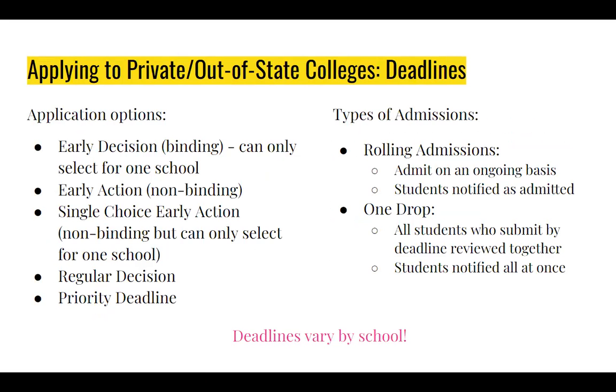So for applying to private and out-of-state colleges, there's different deadlines. For early decision and early action, those deadlines are in November. Early decision is binding. You can only select that for one school. It means that if you get in, you're going there. Some of the schools have in their early decision agreement that if you don't get enough financial aid, you can back out, but they don't all have that phrase, so you need to check.